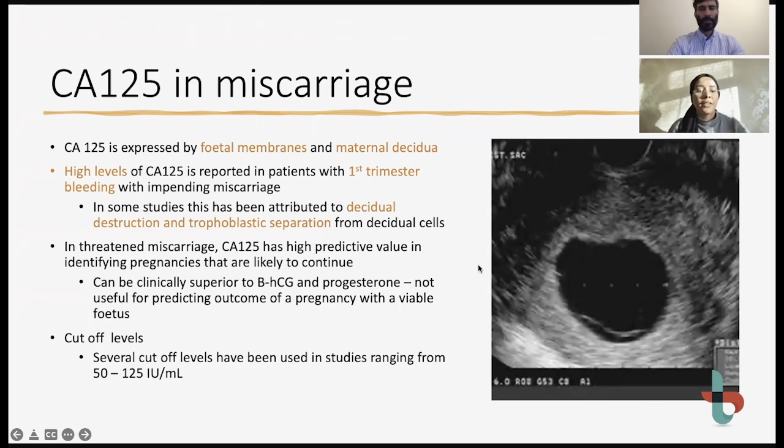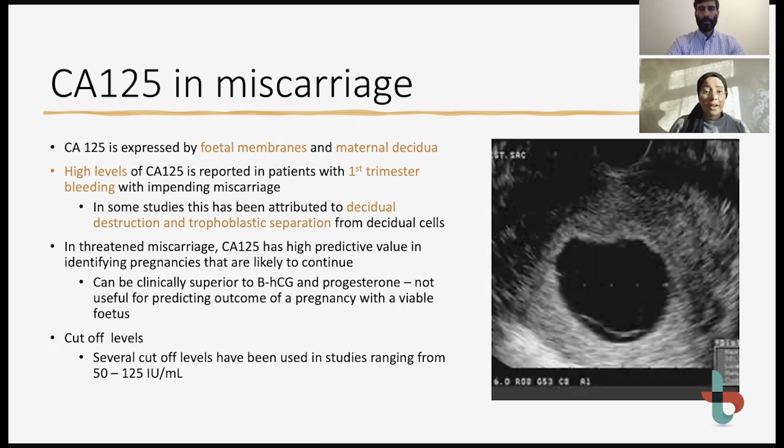Okay, so in the context of miscarriage, CA125 is expressed by the fetal membranes and also in the maternal decidua, and we see, as I previously mentioned, high levels of CA125 in the first trimester, but also some high levels in patients presenting with first trimester bleeding with impending miscarriage. And in some studies, this has been associated with decidual destruction and trophoblastic separation from the decidual cells.